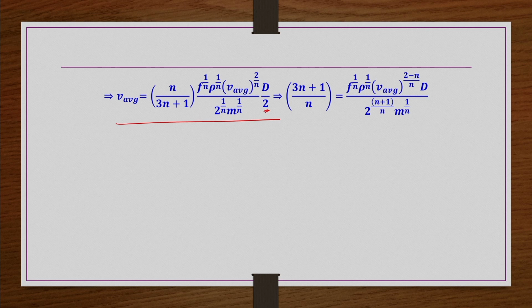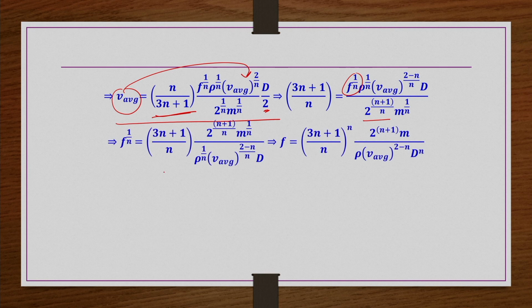Now, out of this, I am going to take the constant n by 3n plus 1 to the left hand side, so that I have 3n plus 1 by n. Then this V average I will bring to the right hand side and combine with the V average there, so that I have V average power 2 by n minus 1, that is 2 minus n by n. Further, I join this 2 power 1 by n with the 2, so that I have 2 power n plus 1 by n. Now, if I keep only f power 1 by n on one side and all other terms on the other side, then I have this term.